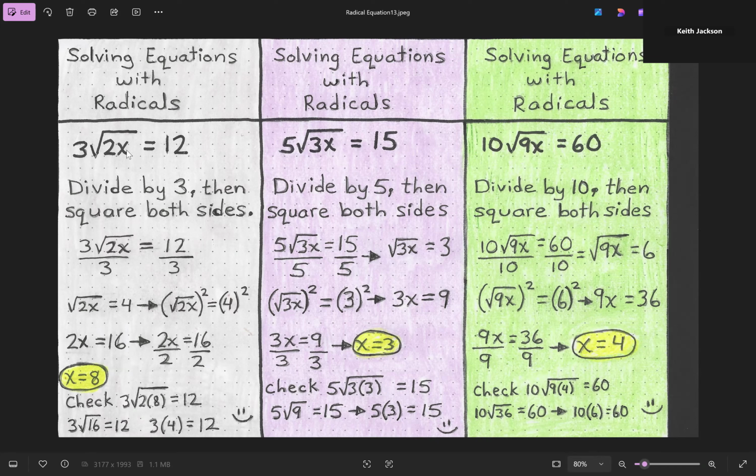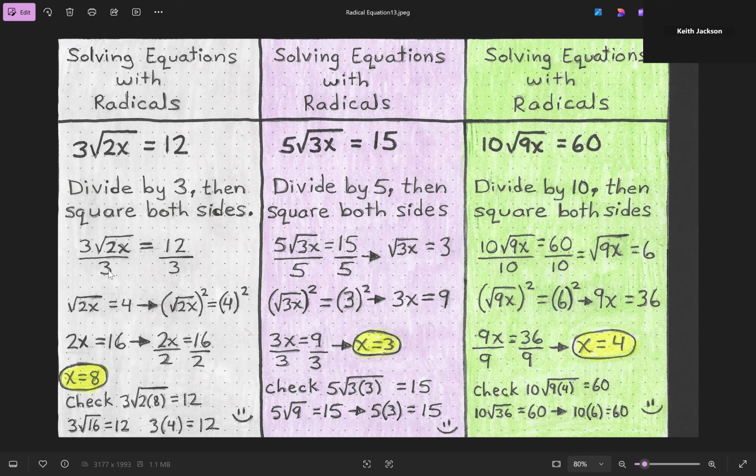Now let's take a look at the first big example in which we had 3 times the square root of 2x is equal to 12. All we're going to do first is divide by 3, and then after that, we're going to square both sides. I'm going to show you how it plays itself out. First, let us divide both sides of this equation by 3.